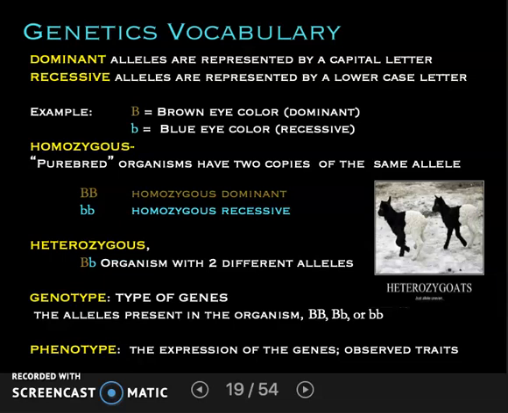Of course, homozygous means you have two of the same. Heterozygous genotype is big B, little b. And so in this case, the organism would have two different alleles, one copy of each. So, genotype. Genotype's easy. It's the type of genes you have. Are you big B, little b, etc.? Your phenotype are the traits that you express. So that's what you look like. Do you have brown eyes or do you have blue eyes?